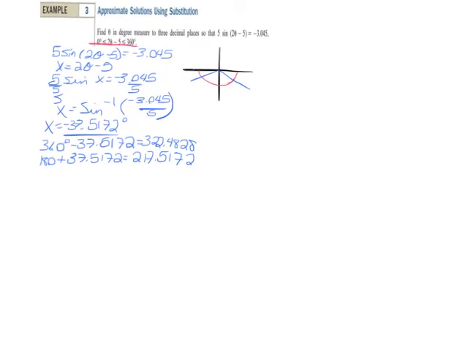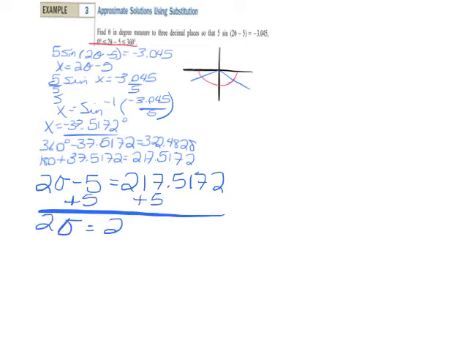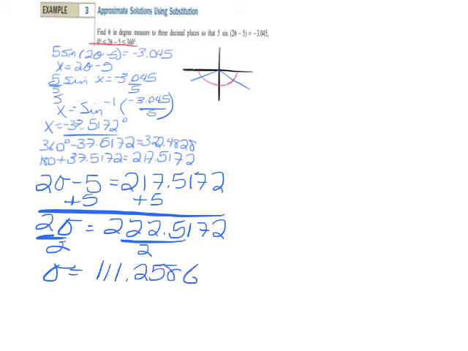All right, let's make a little bit more room. All right, now all we have to do is we have to remember we said x equals 2 theta minus 5. We need to find theta. So 2 theta minus 5 is going to equal 217.5172. Add your 5, and you get 2 theta equals 222.5172. Divide by 2, and theta is going to equal 111.2586. We're going to do the same thing with our other angle.